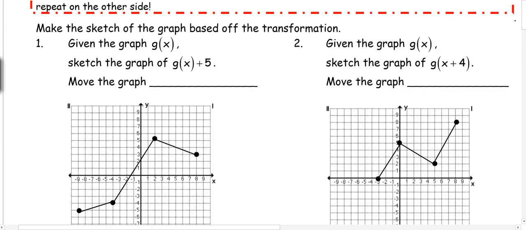Number 1, given the graph g of x, sketch the graph g of x plus 5. So because the number is outside the parentheses, that means we are going to move up 5. So from each point on our graph, we're going to count up 5 spaces and plot a new point. Once we've plotted our new points, we're going to connect them so that the shape of the graph remains the same.